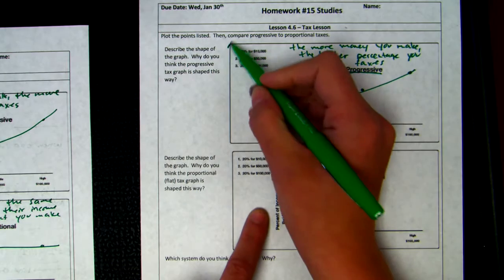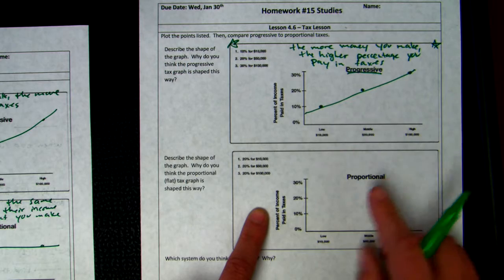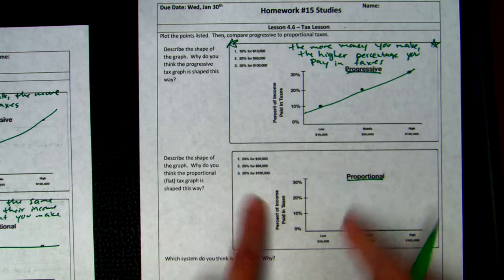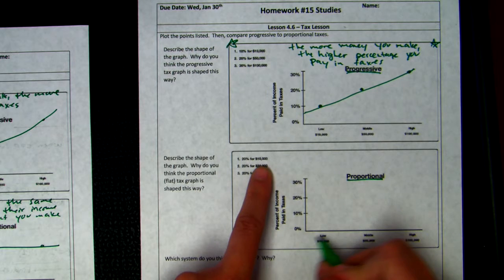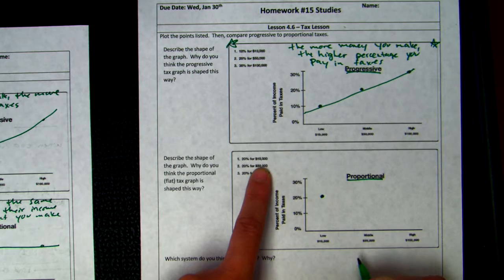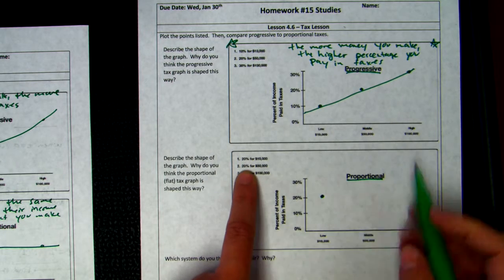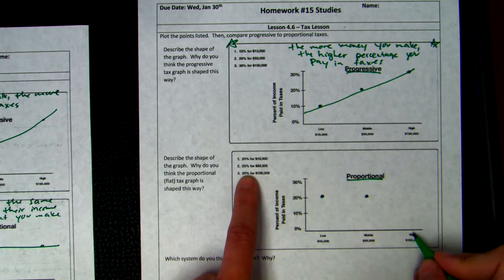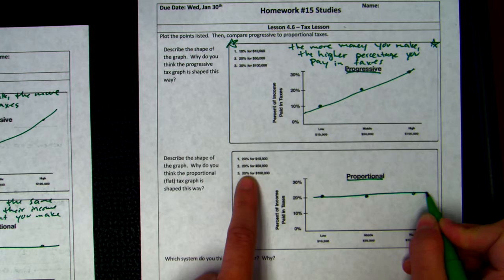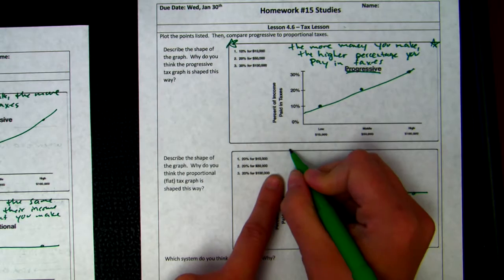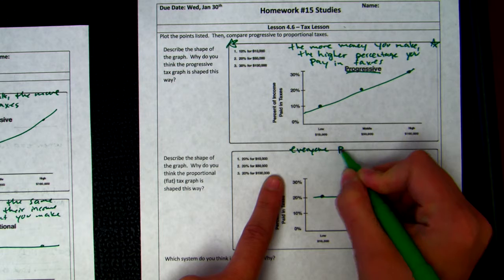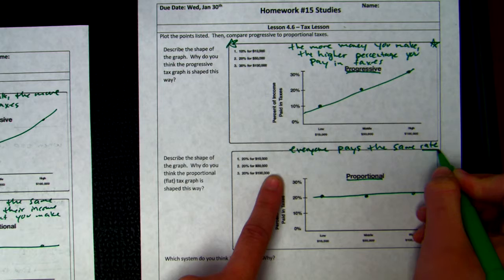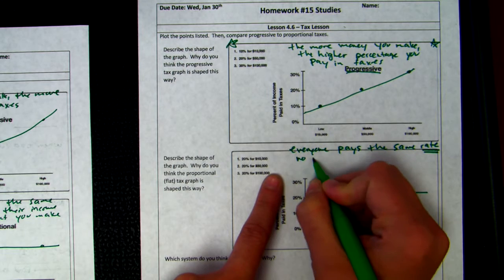Our other system, this is what we currently use in the US. The other type of system we have is a proportional system. So proportional, let's see what that looks like. If I make $10,000, I pay 20% in taxes. If I make $50,000, I still pay 20% in taxes. And if I make $100,000, I still pay 20% in taxes. So proportional means that everyone pays the same rate, no matter how much they make.